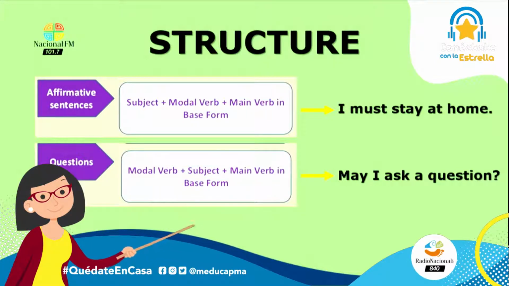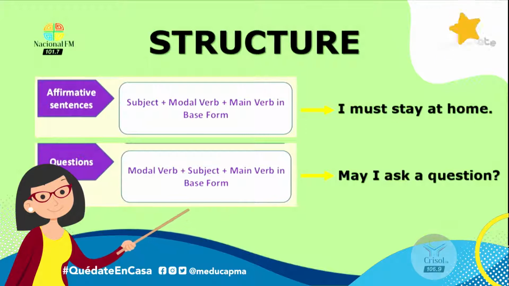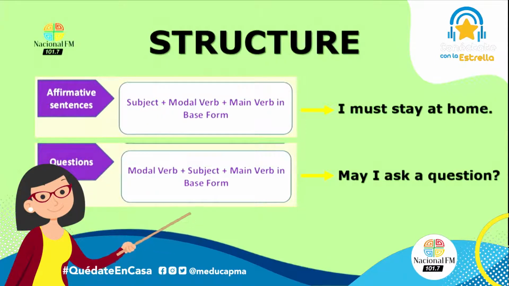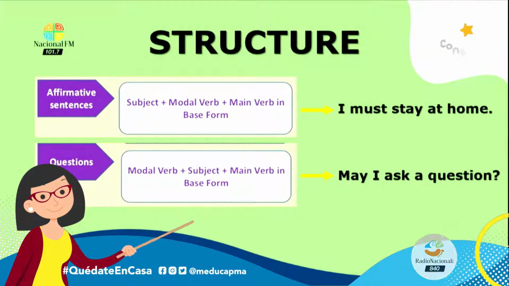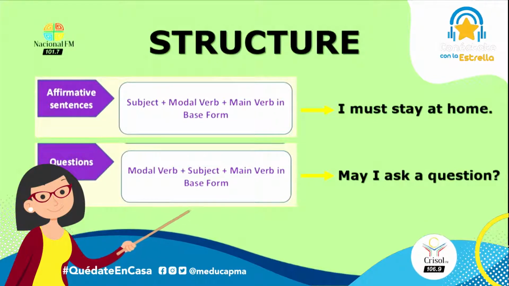In an affirmative sentence, we have, I must stay at home. We use subject plus modal verb plus main verb in base form, su base. Subject, the modal verb, and the main verb in base form. Example, I must stay at home. Remember, the vocabulary in context, we have could, may, should, might is also a modal verb, okay?